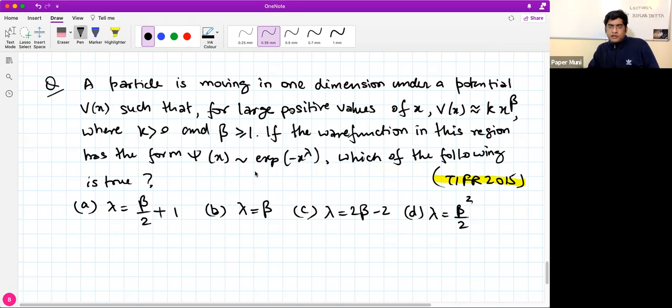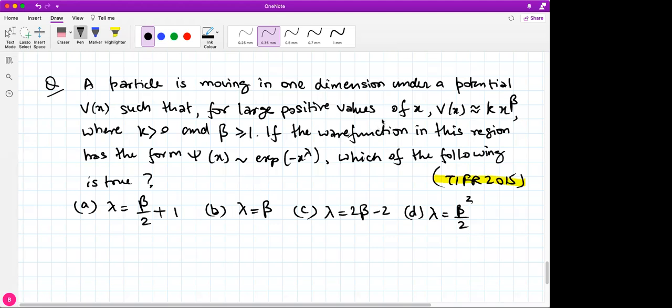I'm discussing this just after the derivation of the Schrodinger equation. So you just have to apply the Schrodinger equation. Put these things in that equation, the psi and d psi by dx, and see what you get.